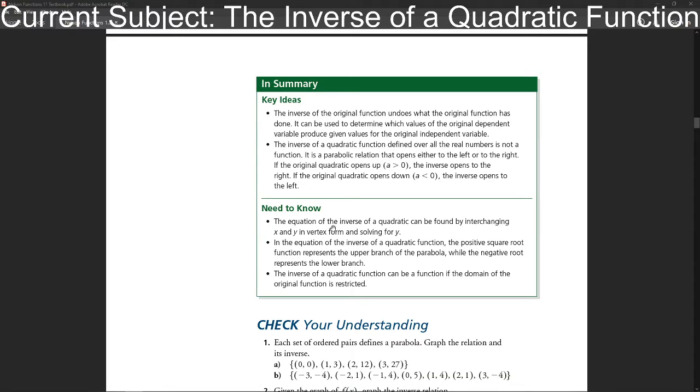The equation of an inverse of a quadratic function can be found by interchanging x and y in the vertex form and solving for y. Interesting. I wonder if that only works in vertex form. The inverse of a function is its reflection about the line y equals x. Is it always y equals x? Like, what if I do... yeah, it would be. So it's a reflection, not a rotation, right?